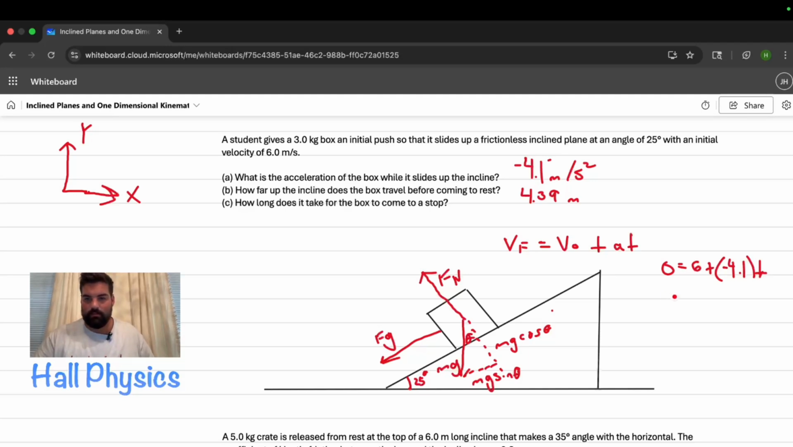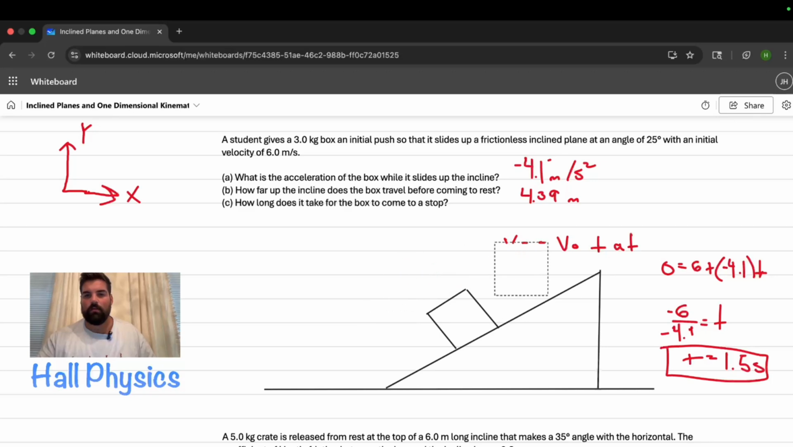So now we go ahead and solve. We get negative 6 divided by negative 4.1 equals t. T is going to equal 1.5 seconds. So that is the answer to part C, 1.5 seconds. All right, let's go ahead and move on. Now we're going to start getting into the problems that have friction. Erase all this before we move on.